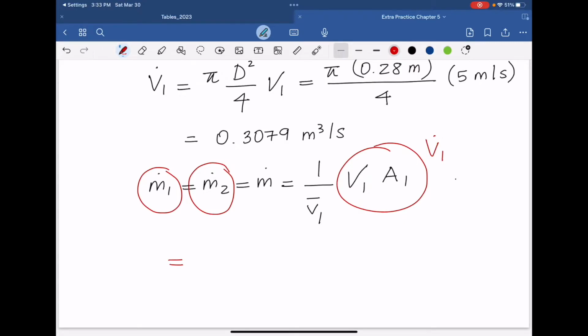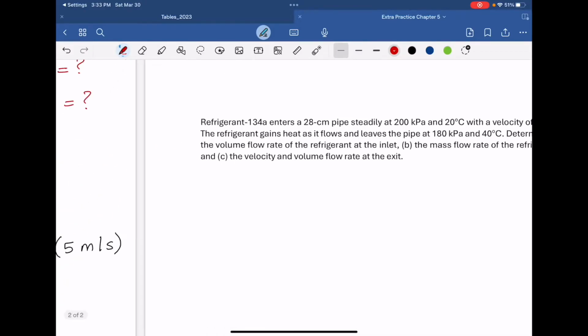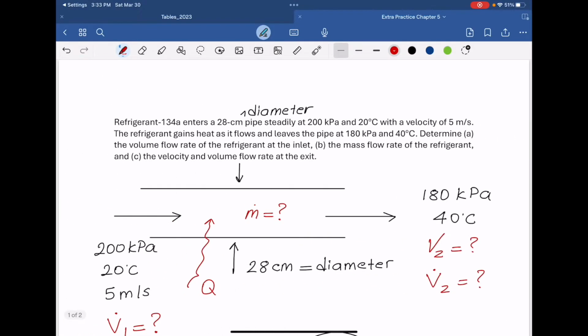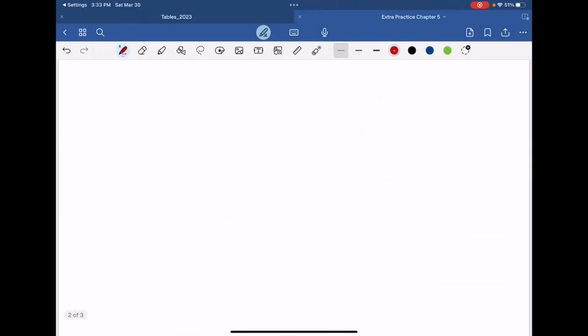of course, to do that, first we need to look at the tables, right, to find specific volume. And let's do that on a new page. Oh, just a second. We add a new page like this. Good. Okay, so at the inlet, the pressure is 200 kilopascal and the temperature is 20. So at that pressure and at that temperature, your refrigerant is a superheated vapor.